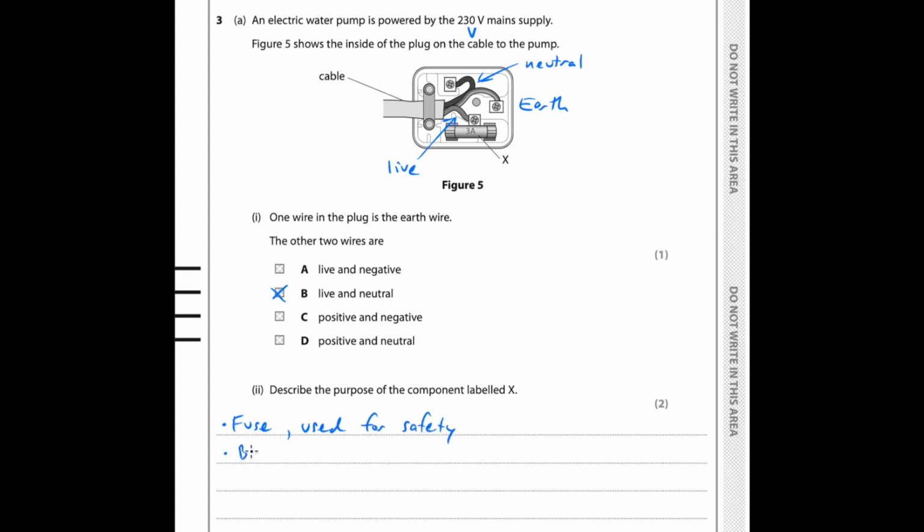It blows if there's too much current. And it stops fires and overheating. Protects the user.